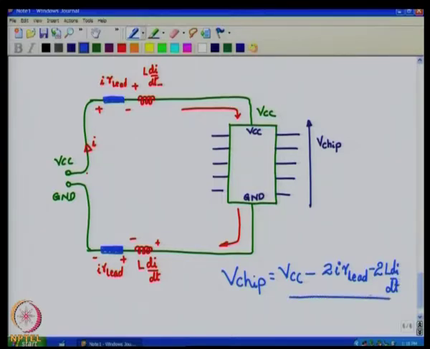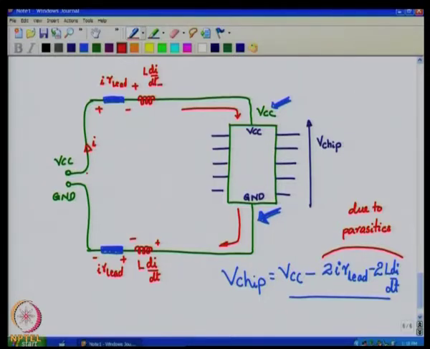So, you see that what you would actually see at this point is not VCC, but VCC minus this amount due to the parasitics. This is the non-ideality due to parasitics.